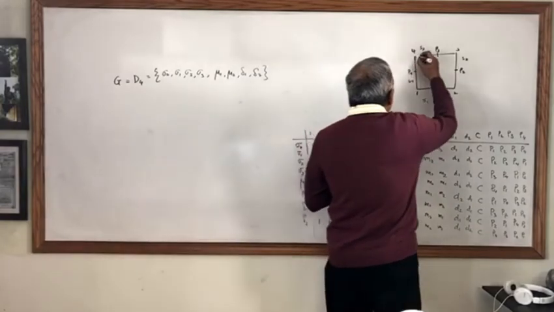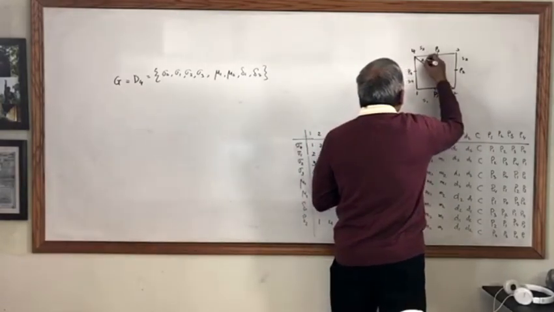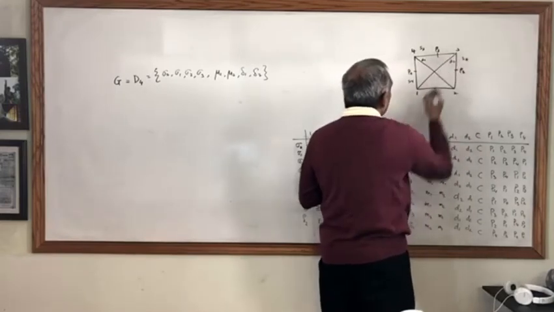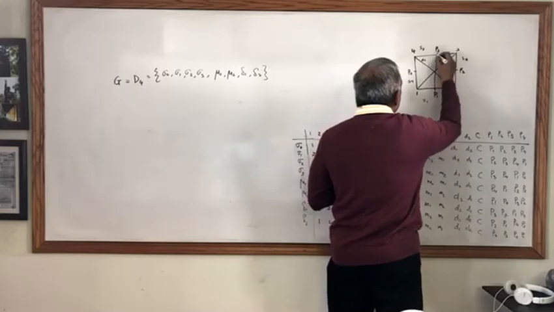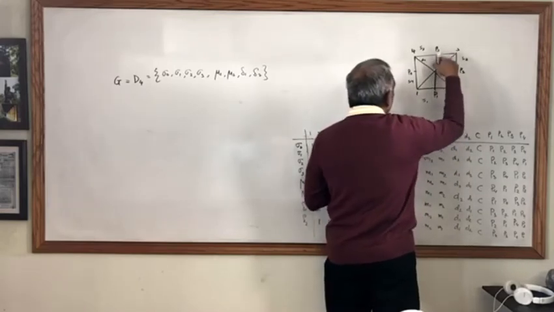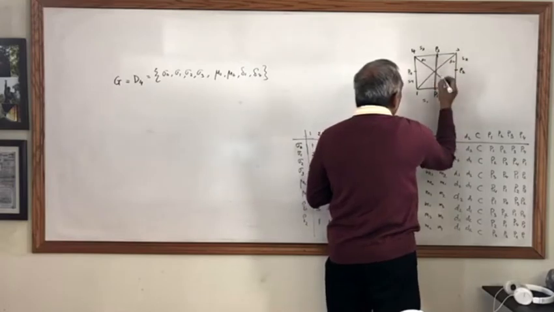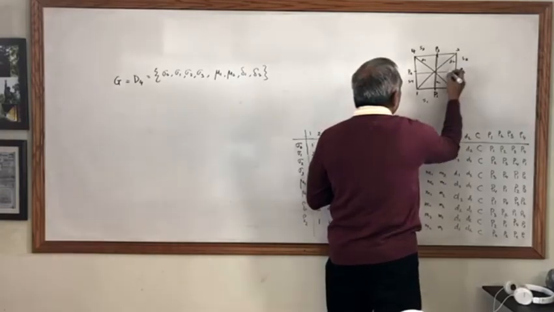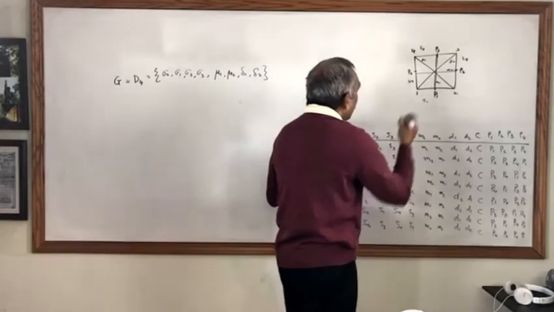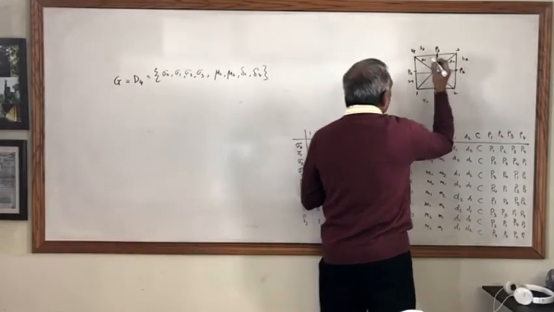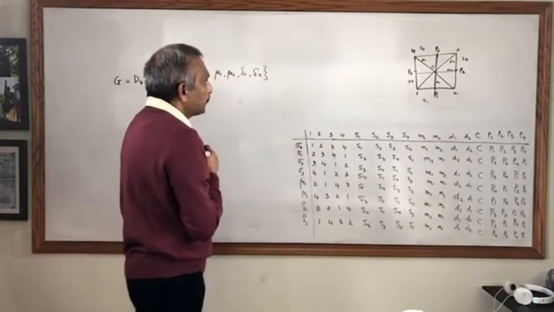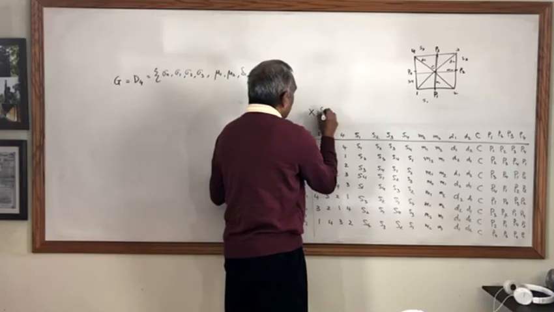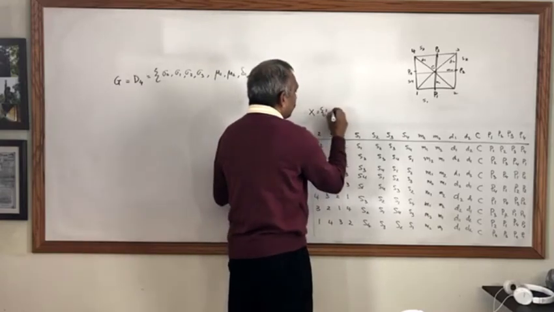And this diagonal is D1 and this diagonal is D2, and this line is the line through the midpoints of P1 and P2, it is M1, and the horizontal one is M2, and the point at the center is C. So our set X is the points, vertices 1, 2, 3, 4.